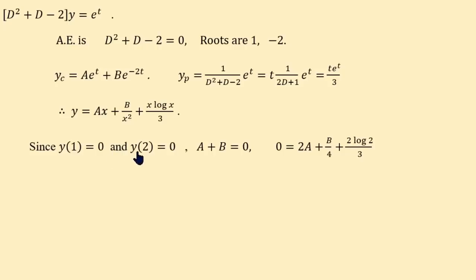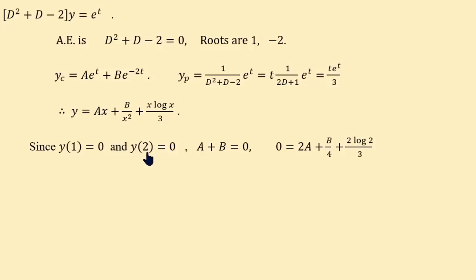y at 1 is 0, y at 2 is 0. Put x equal to 1 and y equal to 0 first step. When x equal to 1, log 1 is 0. Therefore, a into 1, that is a, plus b by 1, that is b, a plus b is y, that is 0. a plus b is 0.